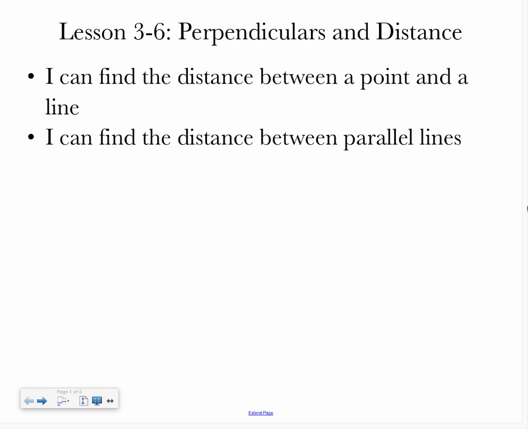Hello class, welcome to lesson 3.6, which is all about perpendiculars and distance. By the end of this lesson you should be able to find the distance between a point and a line, as well as be able to find the distance between parallel lines.